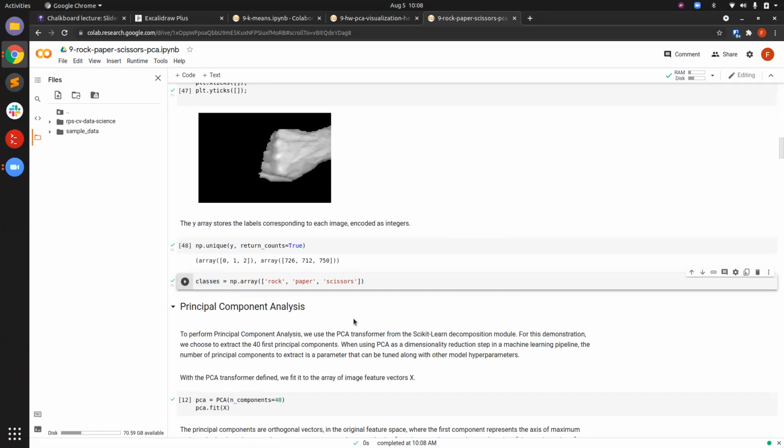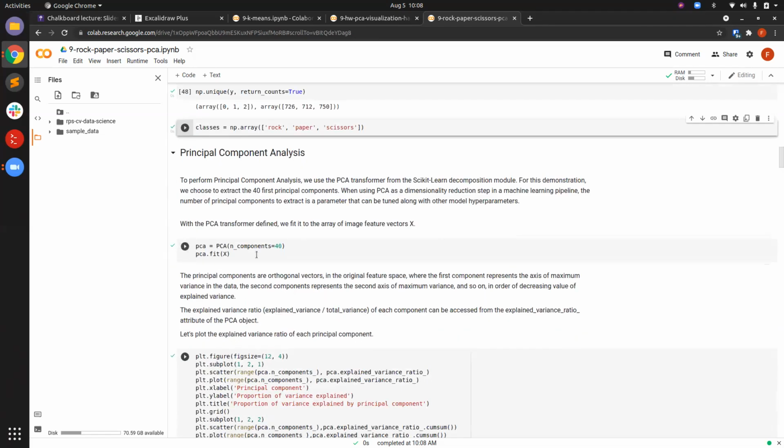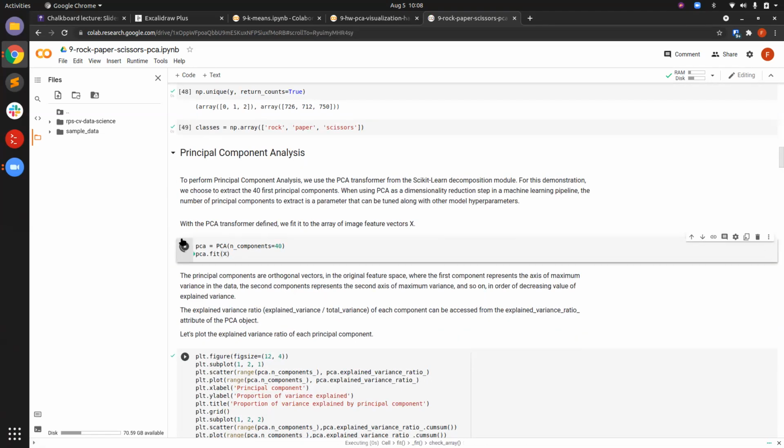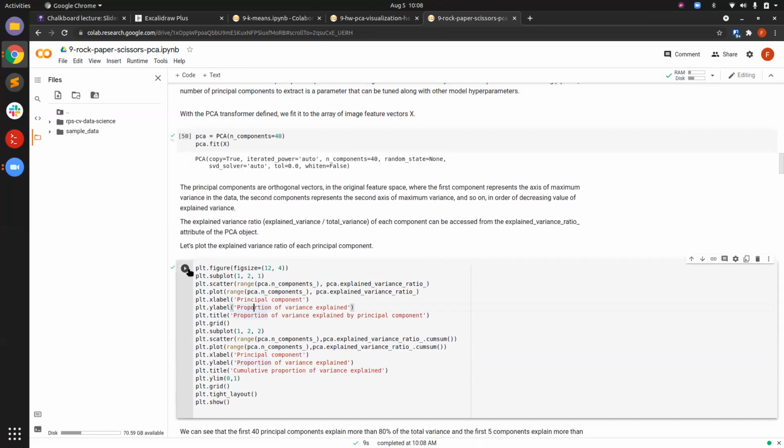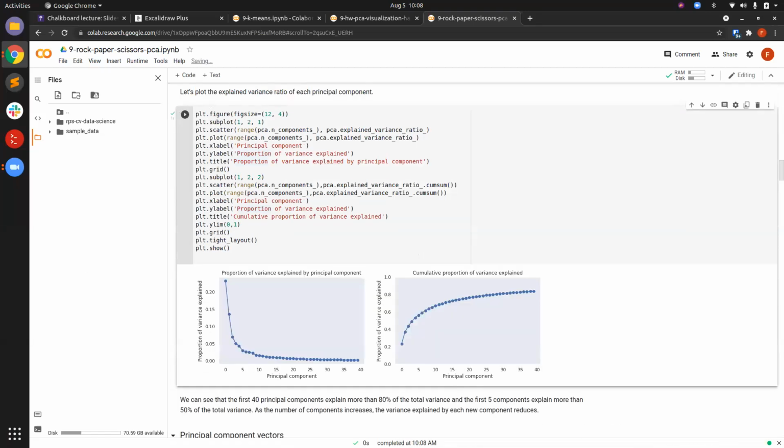Now let's see what PCA makes of this data set. Again, we're going to ask it to find the first 40 principal components. And then we'll look at the proportion of variance explained by each principal component. So we see that again, almost 25% of the variance in the data is explained by the first principal component. And cumulatively, 40 principal components represent something like 80% of the total variance.